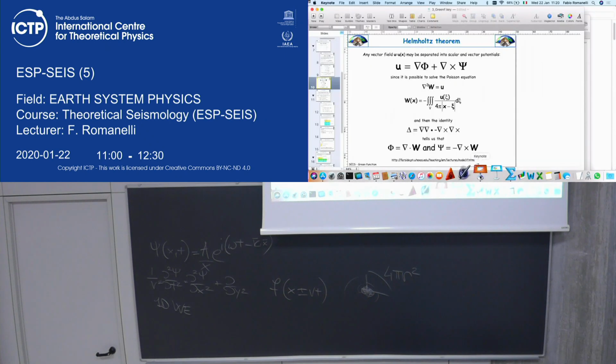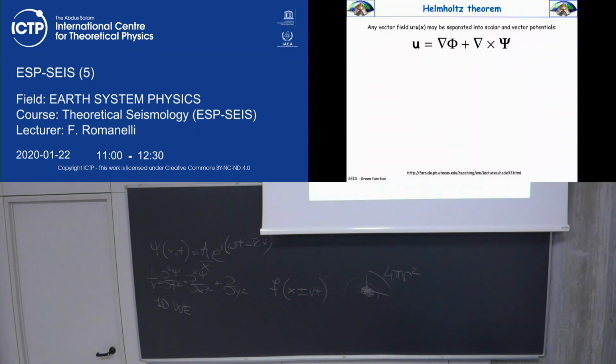We are going to use it in a very simple fashion, as we did for the wave equation in the wave physics course. The Helmholtz theorem is saying, okay, if you have a vector field, you can always write it in terms of a gradient of a scalar function plus a curl of a vector function. And we used it for P waves and S waves. We are going to use it today not for the waves, but for the source.